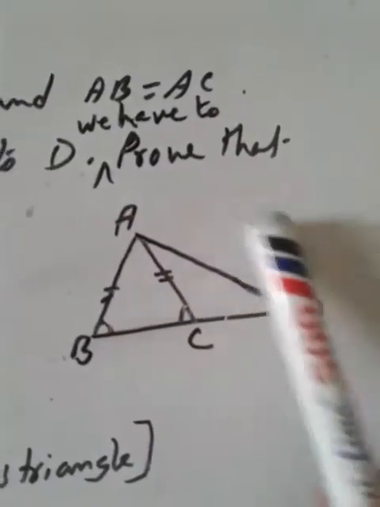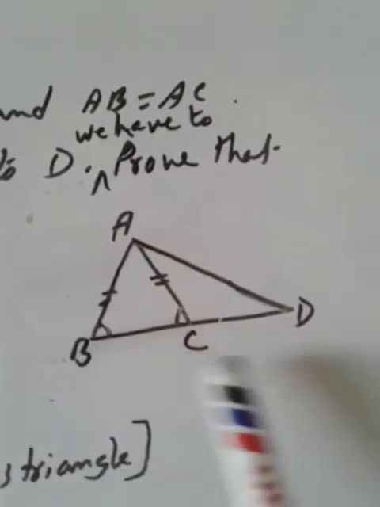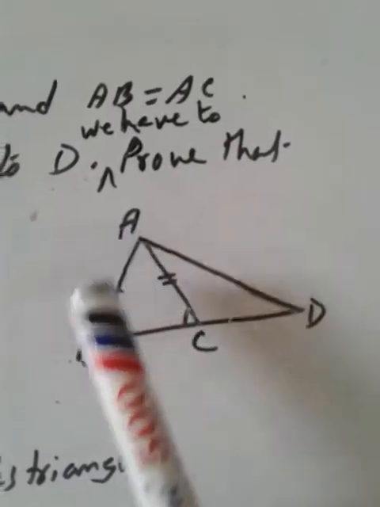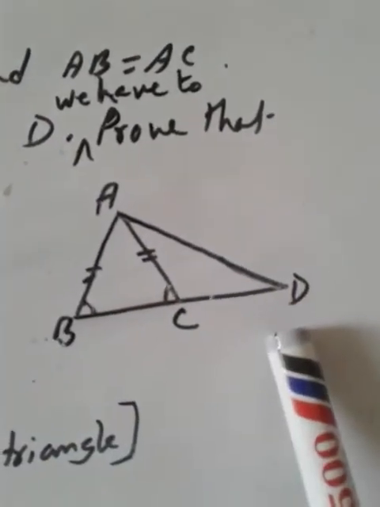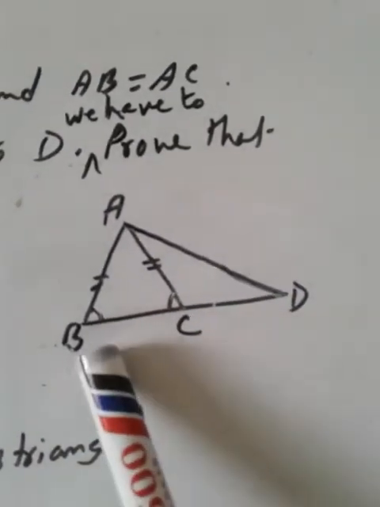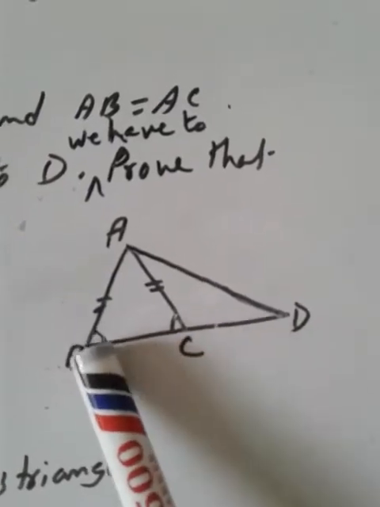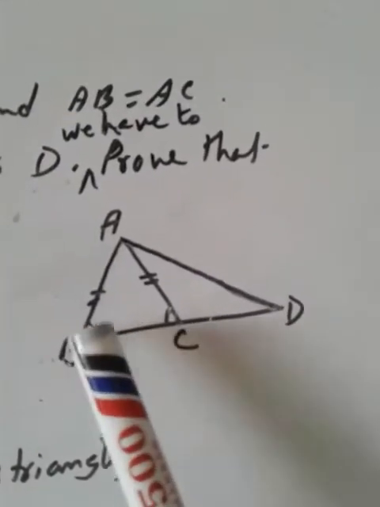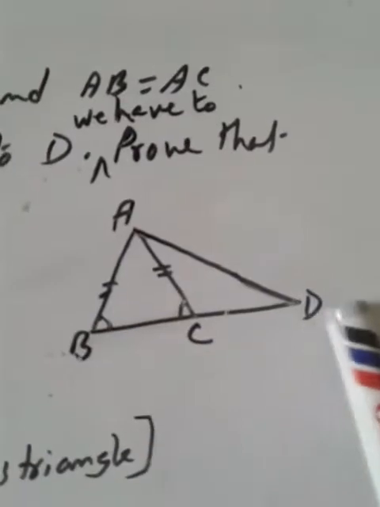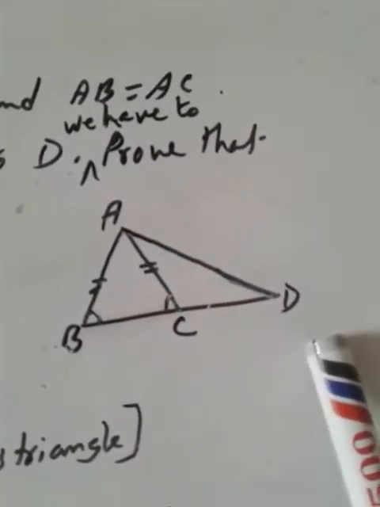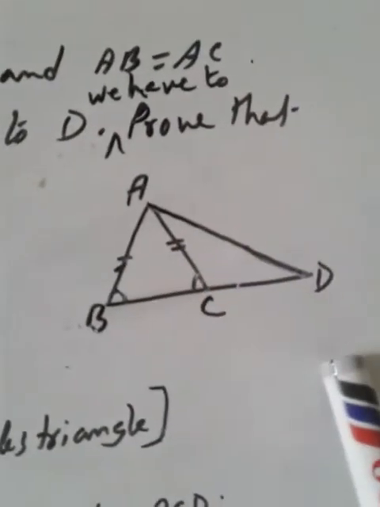Now in triangle ABD, we can see angle ABD is greater than ADB. If this angle is greater than this angle, the opposite side of this angle is AD. Therefore AD is greater than AB. Proof.